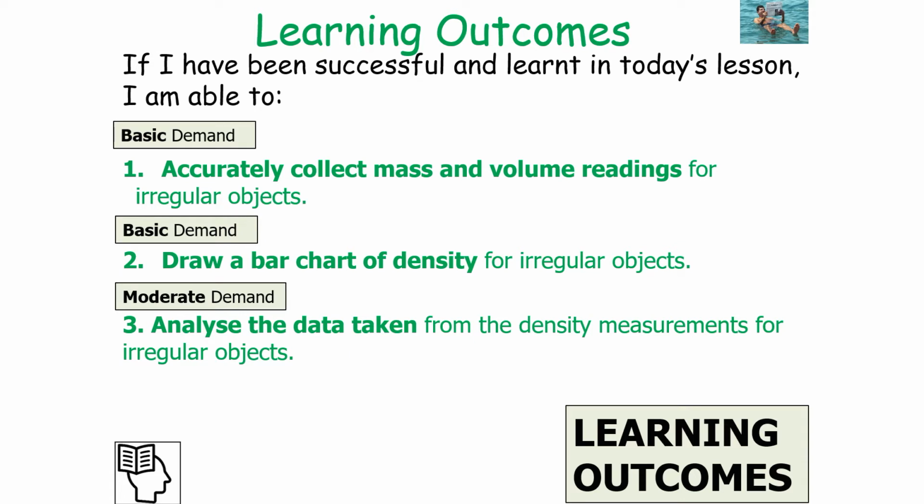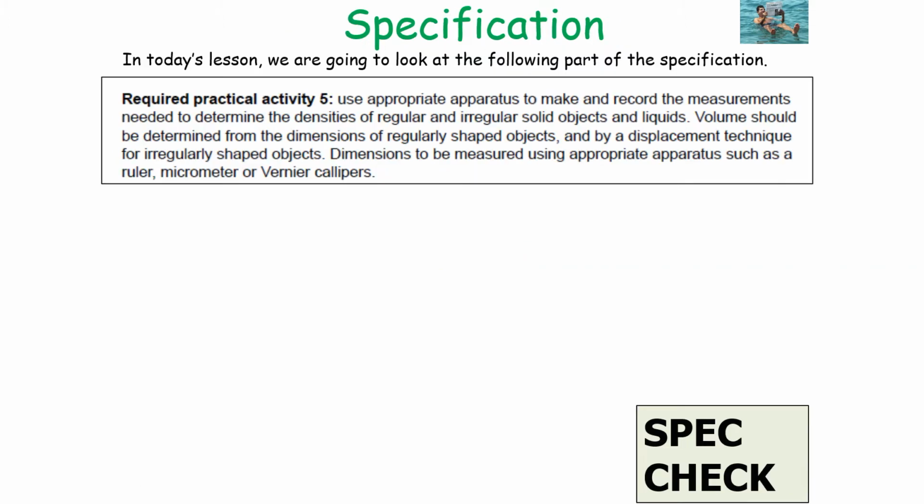If we're successful in today's lesson, we should be able to accurately collect mass and volume readings for irregular shaped objects. We can draw a bar chart of density for irregular shaped objects and analyze data taken for density measurements, which falls into the following part of the AQA GCSE Separate Science Specification for Physics, required practical 5: using the appropriate apparatus to make and record measurements to determine the density of irregular solid objects.